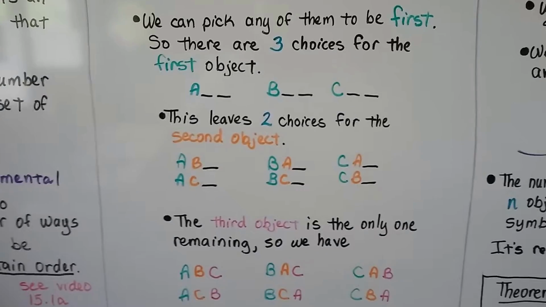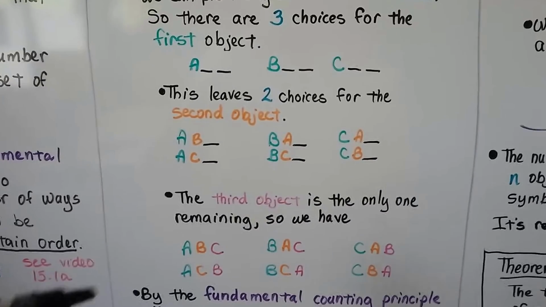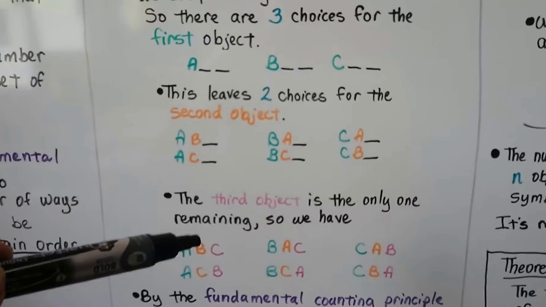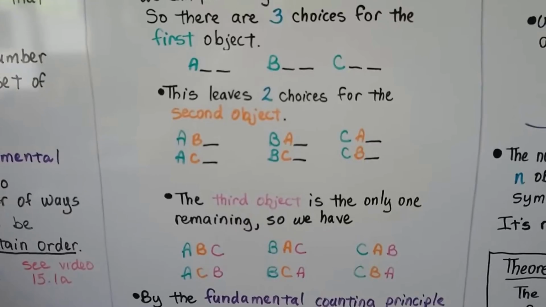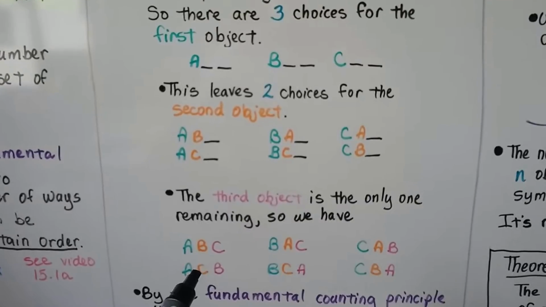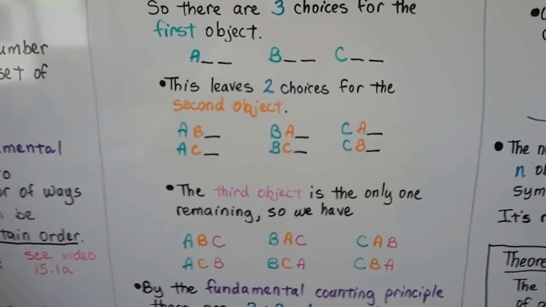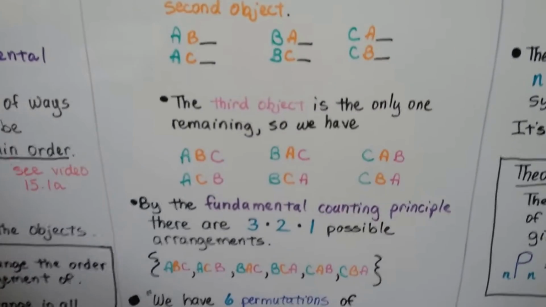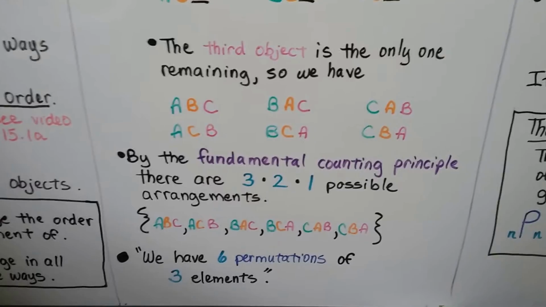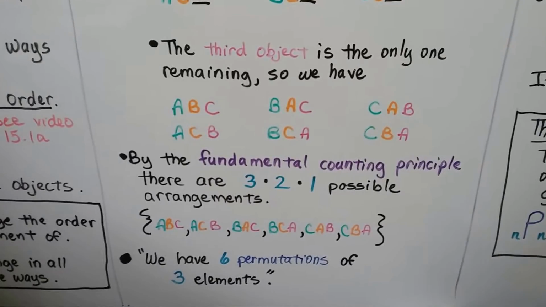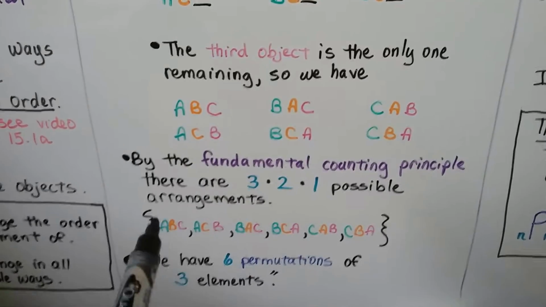And the third object is the only one remaining. If we choose A first and B second, our only choice for the third spot would be a C. It's the only one left. If we choose A first and then C, B is our only choice, see? And by the fundamental counting principle, there are 3 times 2 times 1 possible arrangements. Here's the arrangements.